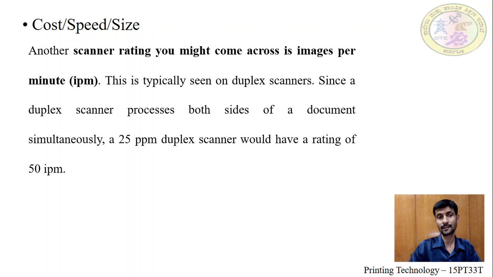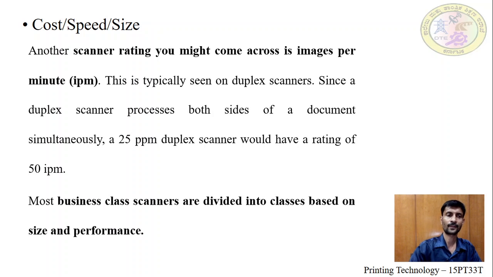How many images can be produced per minute in a duplex scanner as well as a single scanner? A duplex scanner processes both sides of the document simultaneously. At 25 pages per minute, a duplex scanner has a rate of 50 impressions or images per minute.